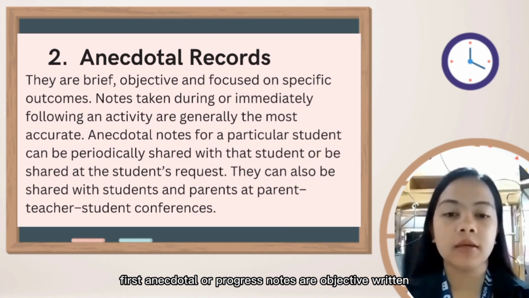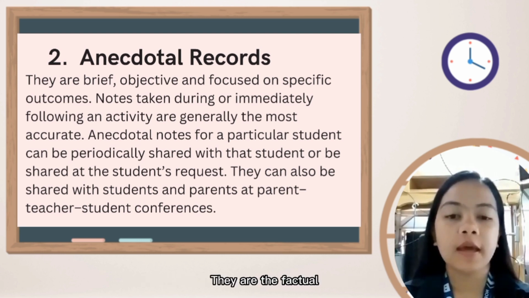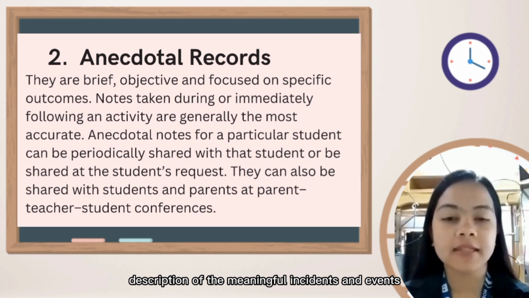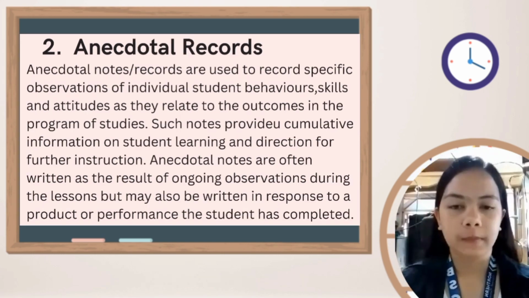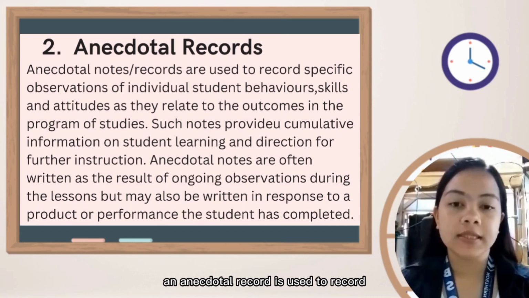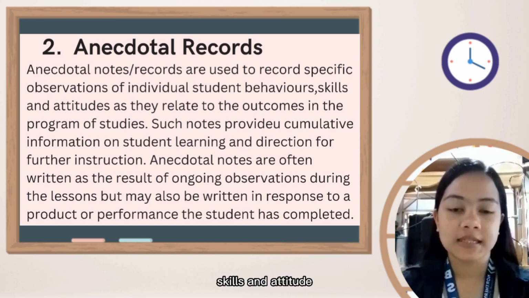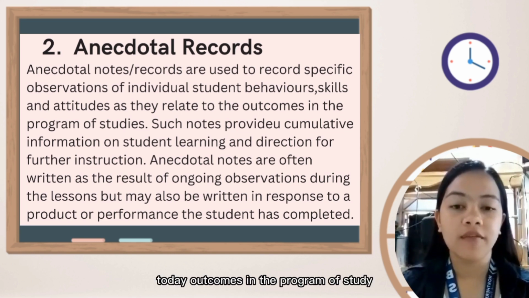Anecdotal records or progress notes are objective, written descriptions of observed performance and behavior of students. They are the factual description of the meaningful incidents and events that the teacher has observed while dealing with students. What is an anecdotal record? An anecdotal record is used to record specific observations of individual students' behavior, skills, and attitude as they relate to the outcomes in the program of study.